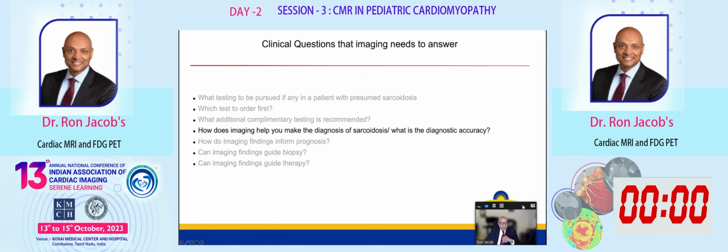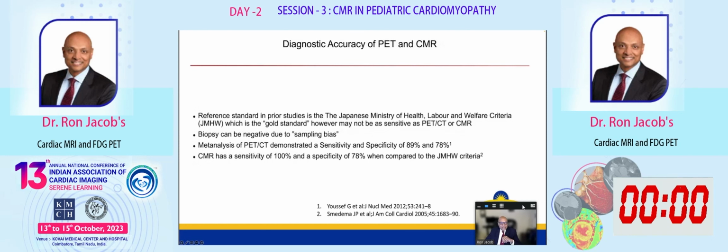Moving on, what is the diagnostic accuracy? This comes up, right? PET and CMR. If you want a broad brushstroke, I think CMR is probably a little more sensitive, meaning you can pick up subtle disease for the reasons I mentioned. And PET is probably better for following disease activity and inflammation. The reference standard that everybody uses is the Japanese Ministry of Health and Labor Welfare criteria. But the problem with that, as I showed you in the previous paper, is that it's not as sensitive as MRI or PET.